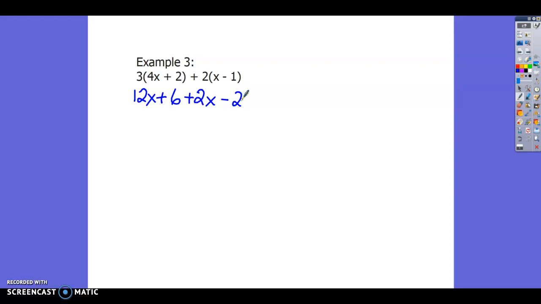All right, then we're going to combine like terms. So we have 12 plus 2, or 14x. And we have 6 plus negative 2. So 6 minus 2 is 4. So 14x plus 4 is what we get when we simplify that expression.